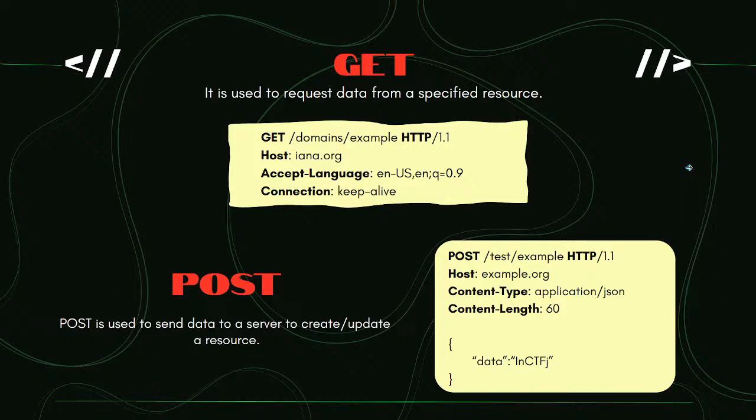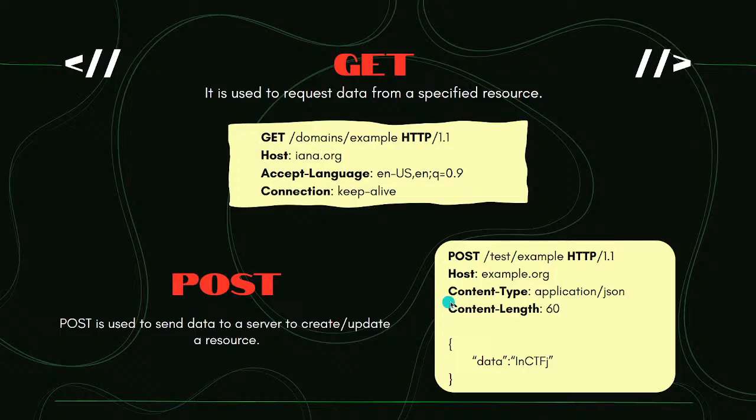All right. So what is the difference between the get and post request methods? Get, as the name suggests, is used to request data from a specified resource. The structure of a get request looks something like this: get, the path to which you want to send the request. Then there is a host, to which domain you want to send. Accept language and connection are some additional headers. But if you want to send a get request, only the first, that is get and host, are the two mandatory headers. While talking about post, it is used to send data to a server to create or update a resource.